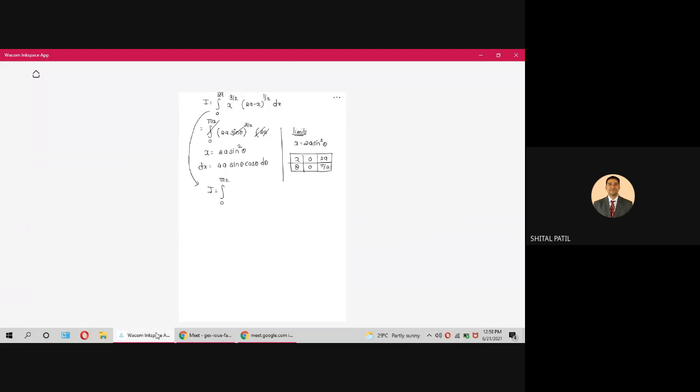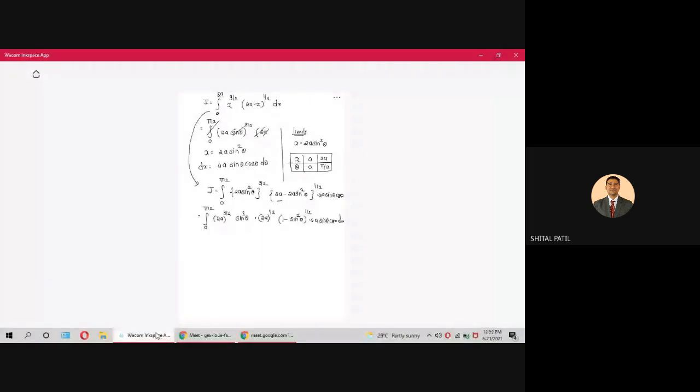Now the integral will become 0 to pi by 2, x, that is (2a sine square theta) raised to 3 by 2, (2a minus 2a sine square theta) raised to half into dx. Where dx is 4a sine theta cos theta d theta. Please write it yourself. Let me take 2a outside: 2a raised to 3 by 2, the square and square root will cancel, so sine cube theta into 2a raised to half, (1 minus sine square theta) raised to half, I will simplify this in the next step, 4a sine theta cos theta d theta.